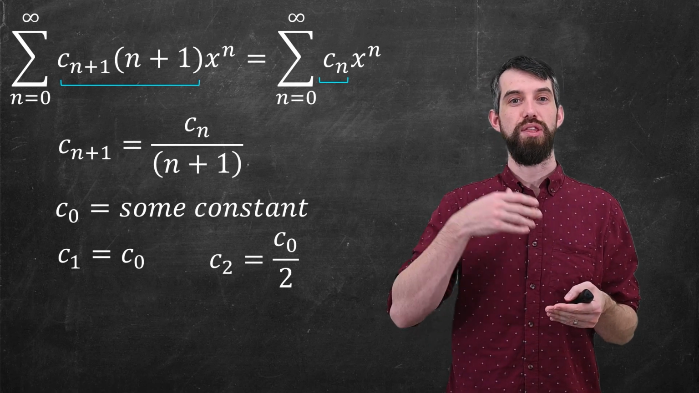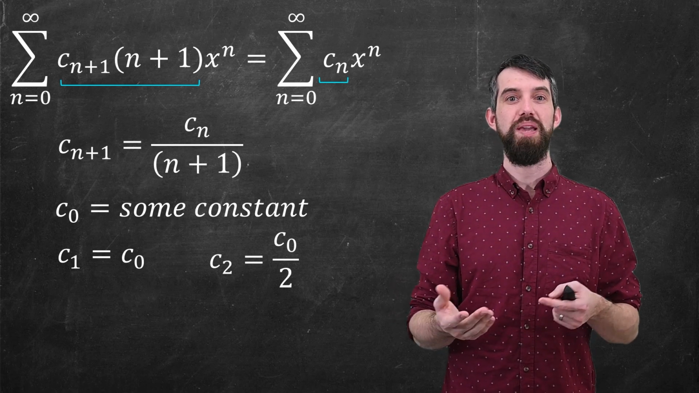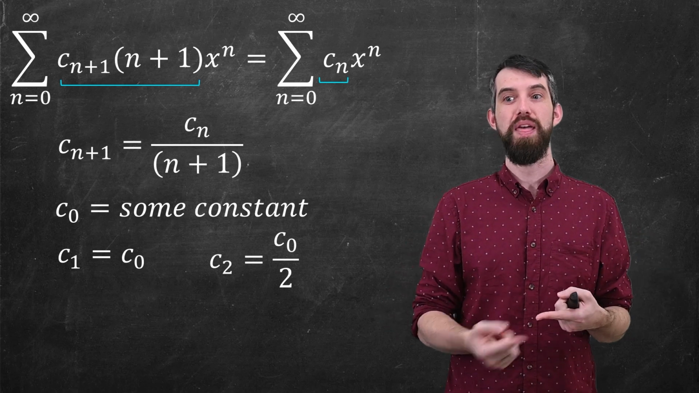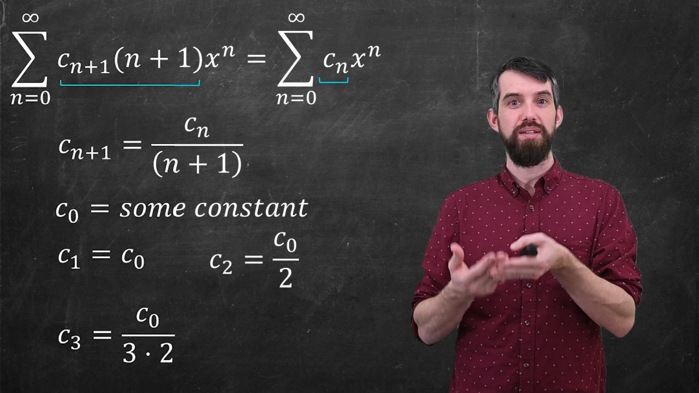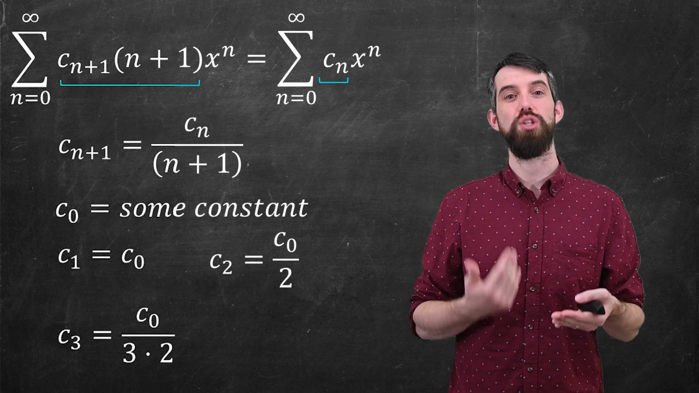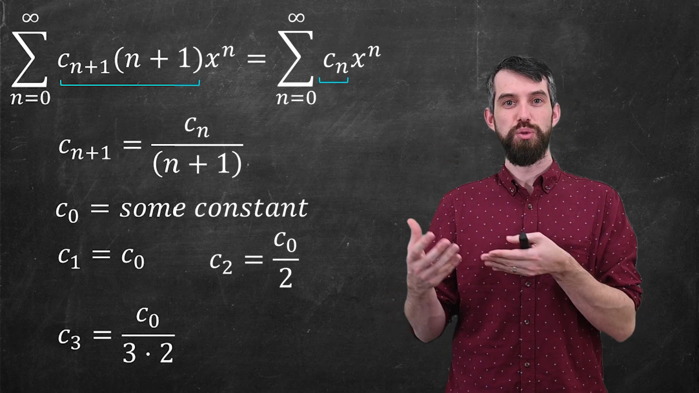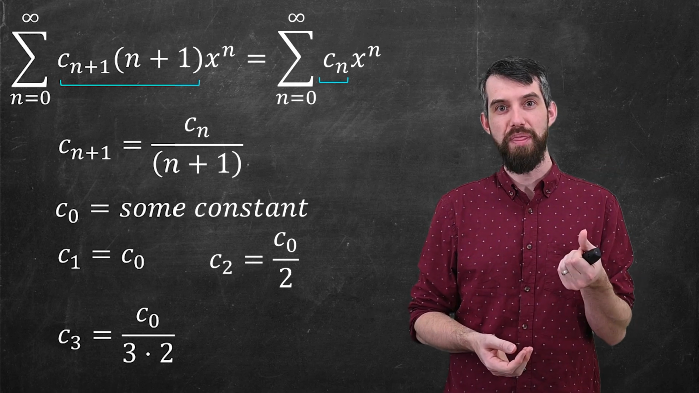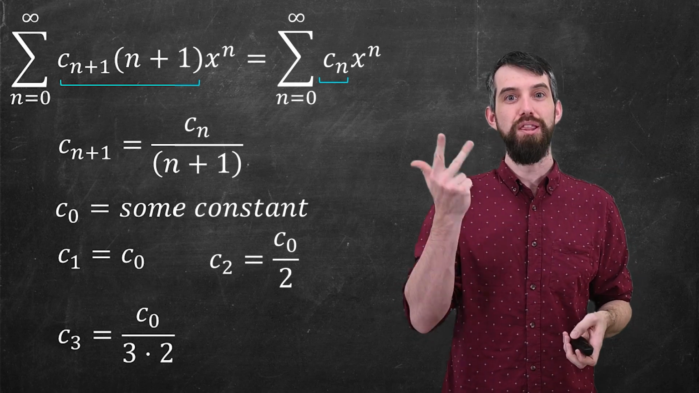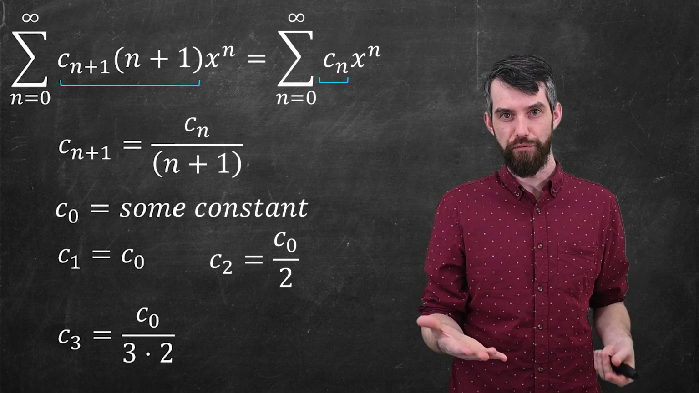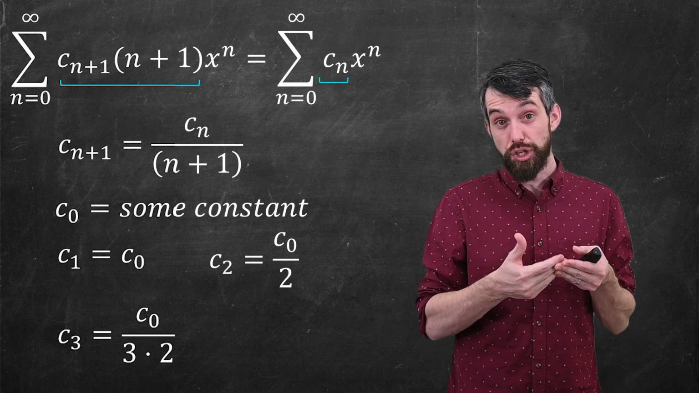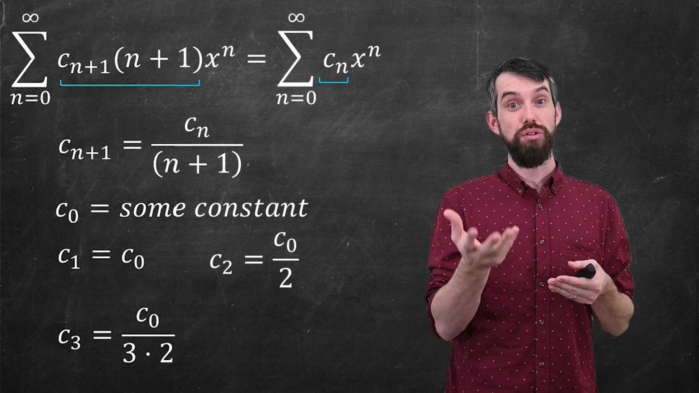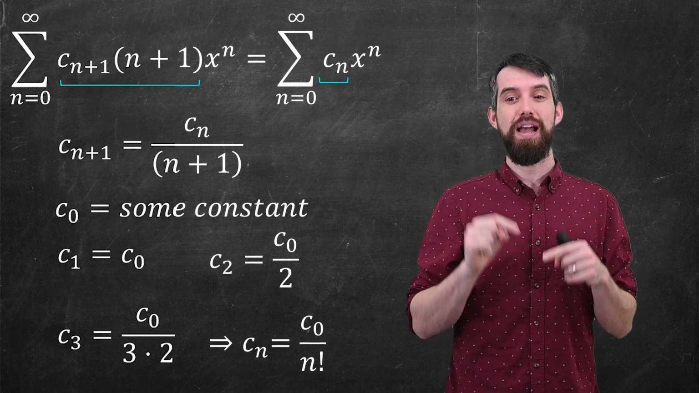What about c_3? Well, it would be that thing, c_0 divided by 2, but then divided by 3 on the bottom. What about c_4? Well, it would be c_3 divided by 4, and so on. So what this recurrence relation is doing is starting with c_0 and then dividing it by 1, then 2, then 3, then 4, then 5, then 6, and so forth. And so generally, I'm going to say that c_n, the nth term, is just going to be the initial c_0, but divided by n factorial.